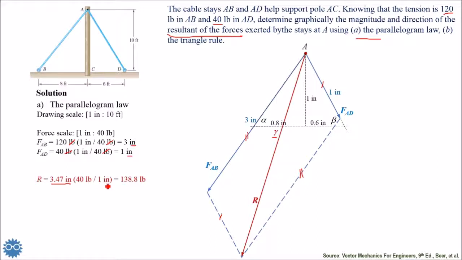But this time, we put the value or the ratio of the force, which is 40 pounds here, in the numerator in order to get rid of the length units. So we put it in a way that the two length units will cancel each other, and we'll get the force unit. When we multiply it, we get the force unit as the final result, which is about 138.8 pounds for the resultant of this problem.